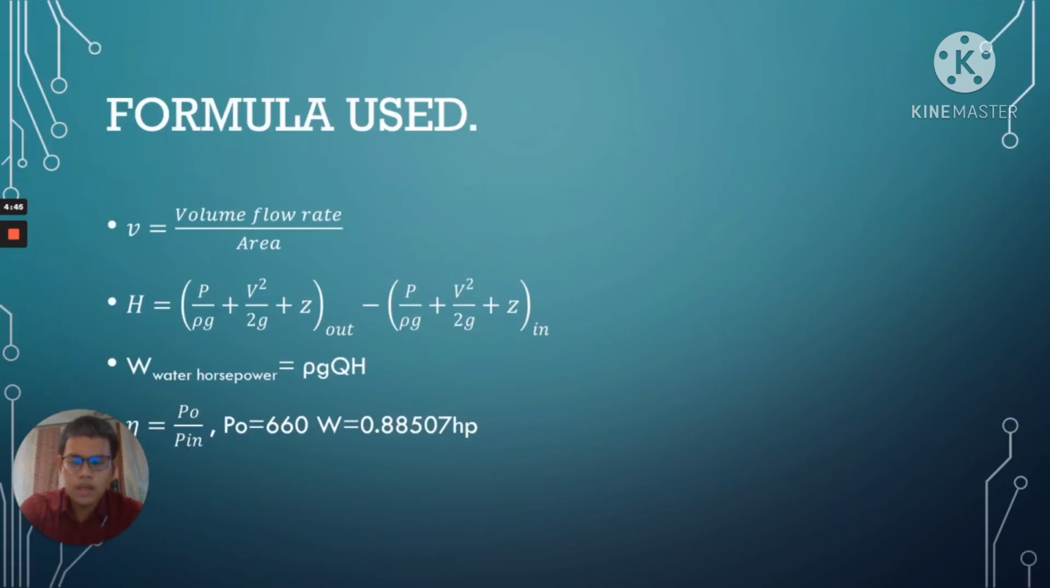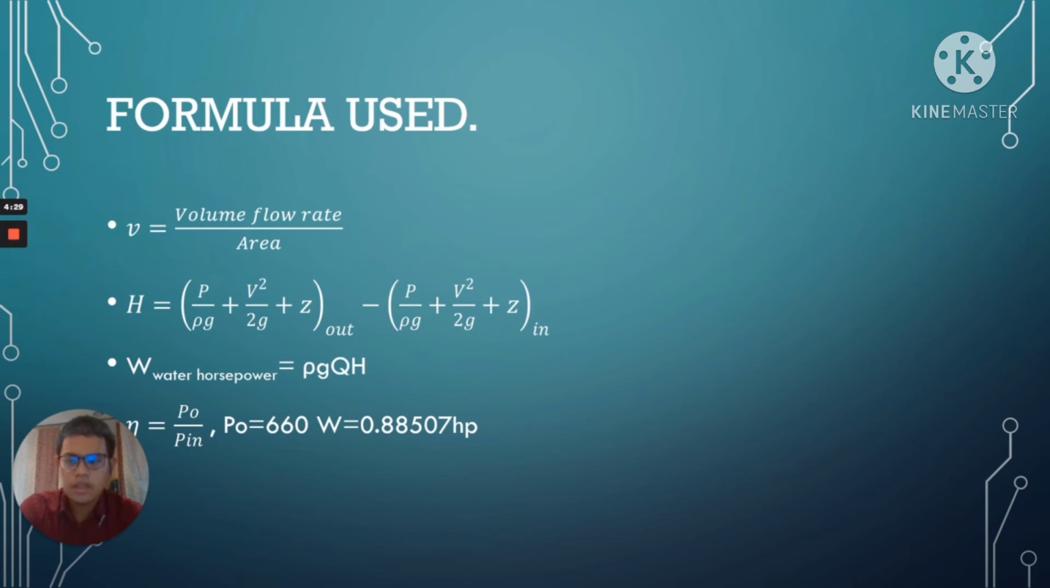For the formula used, I've used the velocity formula to find the velocity of the flow, which is the volume flow rate over the area. The volume flow rate has been given in the data, and the area has been calculated as the inner diameter of the pipe is 20 mm.